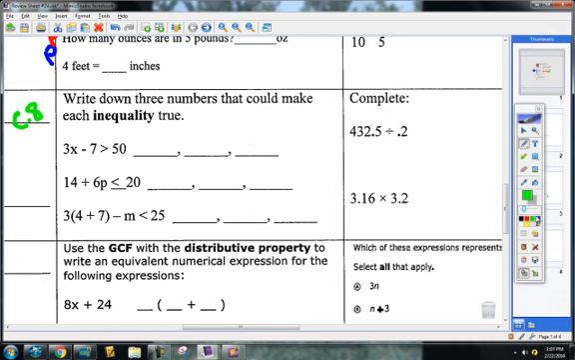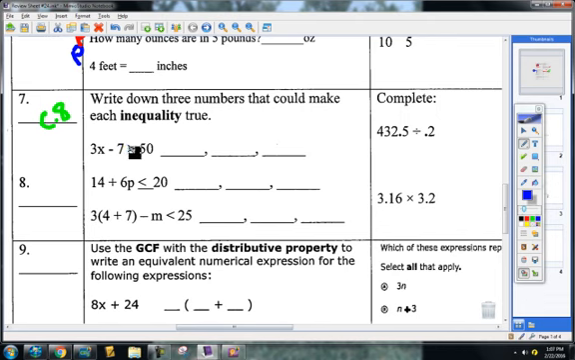Now this is a little bit tricky, so I'll spend a little bit of time making sure everybody's clear on this. Okay, this inequality symbol right there means greater than. So it's saying that this over here, whatever this equals, is greater than 50. This one here is saying less than or equal to. This one is just saying less than. So basically, here's what you have to do on this one. You have to find 3 numbers that will make this true. So you have to plug in some number so that you would make 3x minus 7 greater than 50.